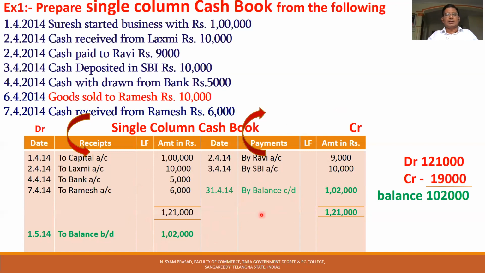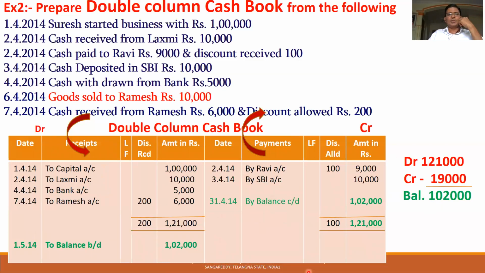This is simply a single column cash book. It's very easy. What we did: 4 receipts are debited with their names and date. 2 payments are credited with their names and date. Then debit minus credit, 1,02,000, is the balance. This balance carried down is done on the last day of the month, and brought down as the balance next month. So the balance is 1,02,000. This is about the single column cash book.